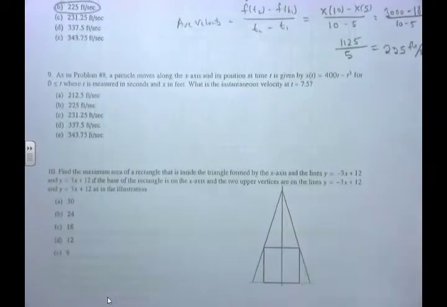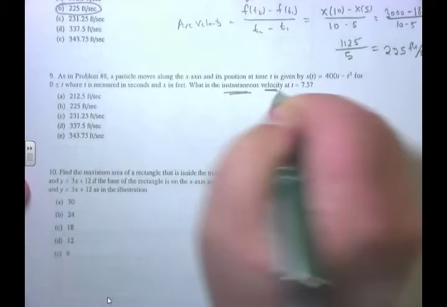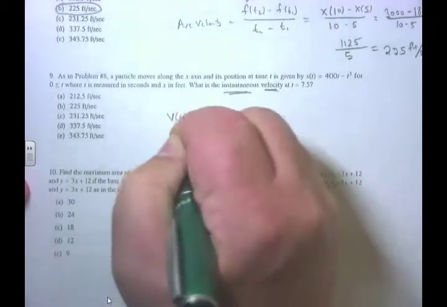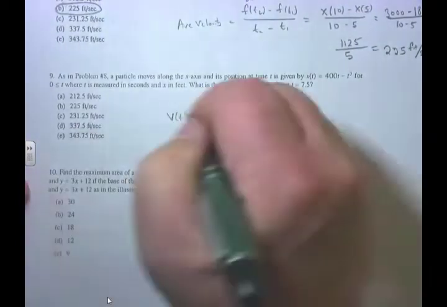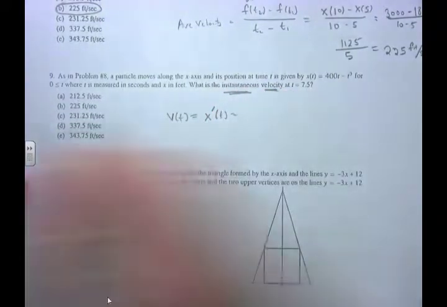Part 9. As in problem number 8, the particle moves along the x-axis given by position x at t equals 400t minus t cubed for 0 less than or equal to t, where t is measured in seconds. What is the instantaneous velocity? There's your buzzword right there. Instantaneous velocity. To get the velocity formula, instantaneous velocity, that's the guy you got to take the derivative of.